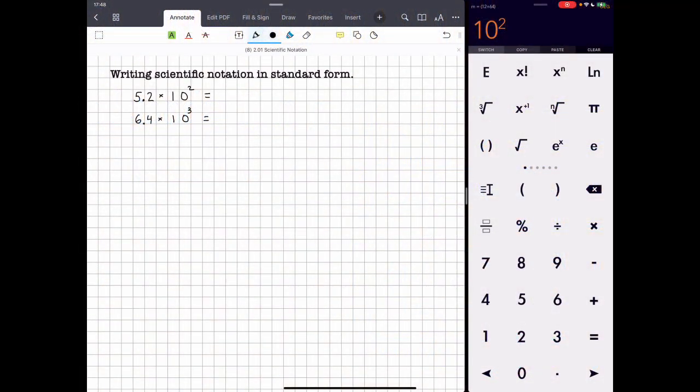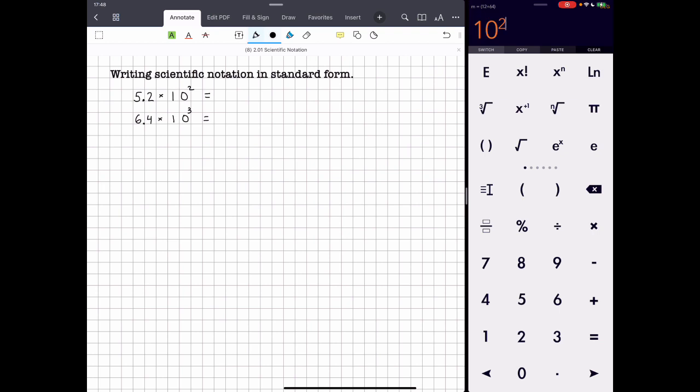Our objectives today are to learn how to write scientific notation into standard form, and then we'll learn how to compare expressions given to us in scientific notation to order them from least to greatest and vice versa. Let's get started on the first problem.